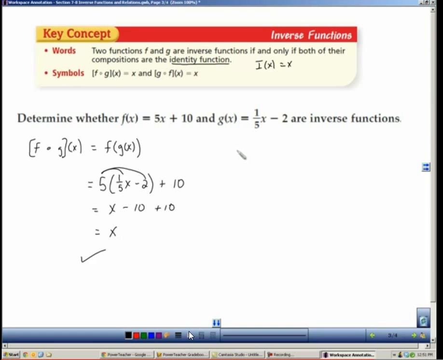Let's see if it works the other way around. So now we're going to do g of f of x. So we put the f of x into the g function. So 1/5 times x, which we will put the f function into, and then minus 2. So distributing 1/5, we get x plus 2 minus 2. Those will go away and we'll get an x. So that works. So we know that the f function and the g function are inverse functions.